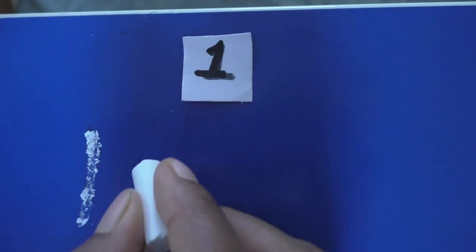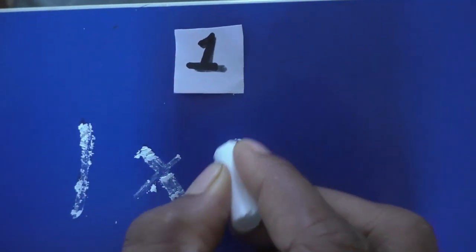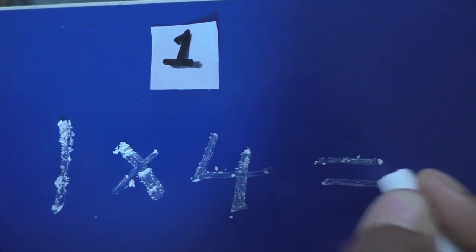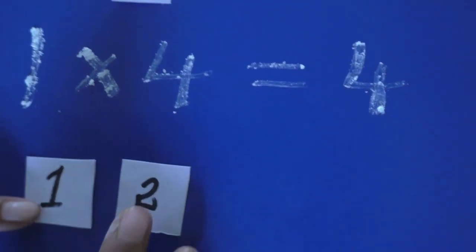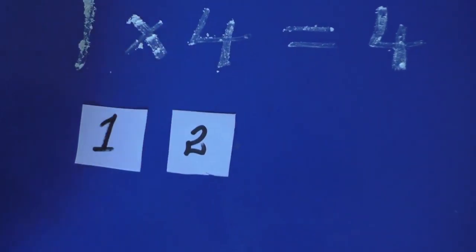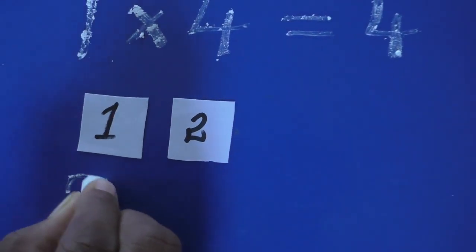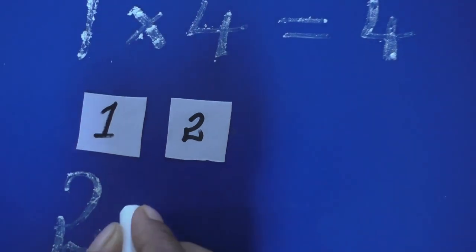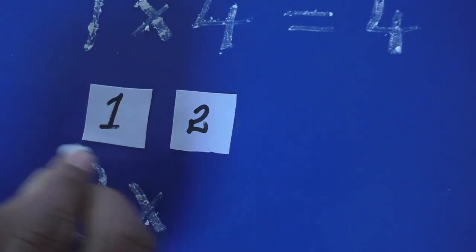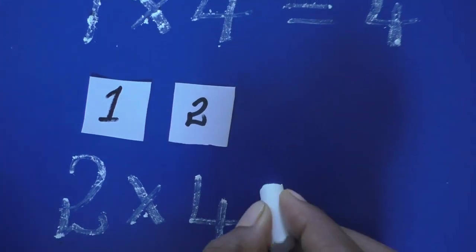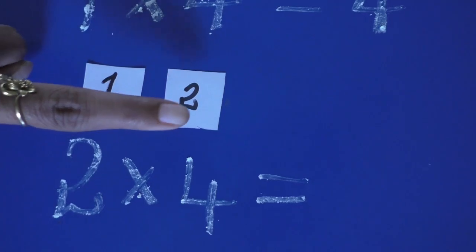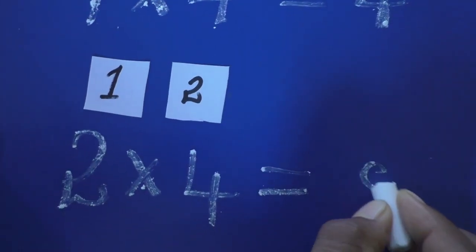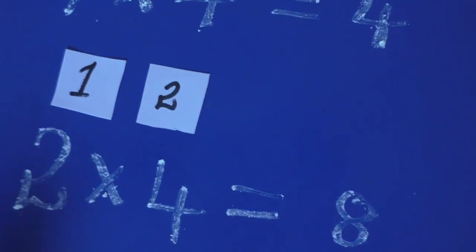So one square, that is one group into 4 sides. That will be how much? 4. Now you see here we have 2 squares. So that is 2 groups into 4 sides. So how many are there? 1, 2, 3, 4, 5, 6, 7 and 8. So it would be 8.